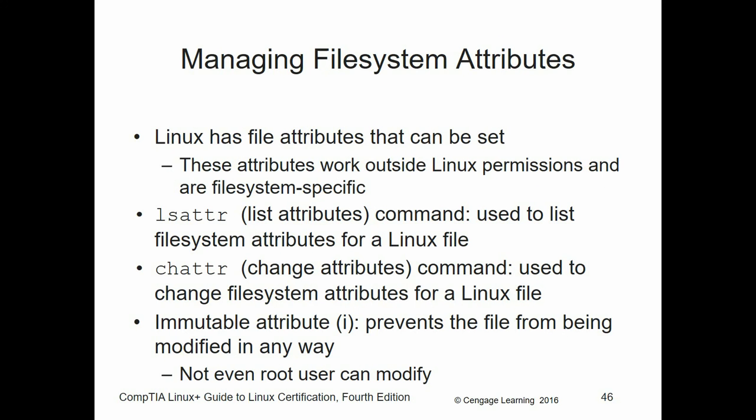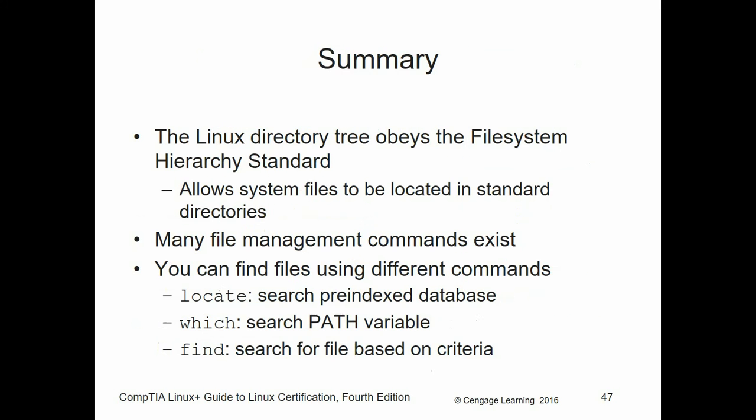Managing file system attributes. Linux has file attributes that can be set. lsattr, the list attributes command, is used to list file system attributes for a Linux file. chattr, the change attributes command, is used to change file system attributes for Linux files. And we have the i attribute, which prevents files from being modified in any way. And this is the summary of the chapter.